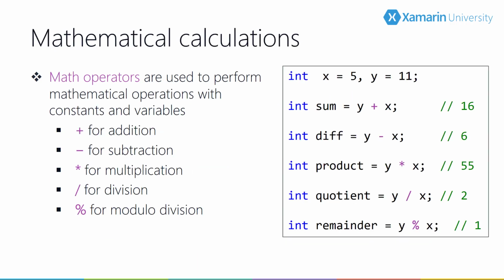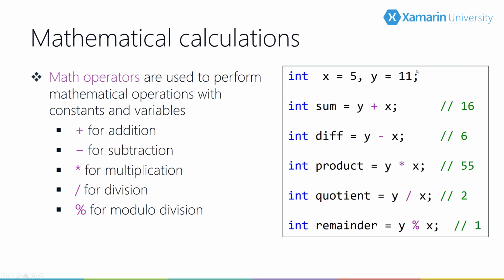Another area that we haven't spent too much time on are operators. Operators are basically symbols that perform some type of operation. There are a lot when it comes to mathematical calculations. You can see some of the common operators: plus is for addition, minus is for subtraction, and so on. We have multiplication, we have division. The percent sign is for calculating the remainder.